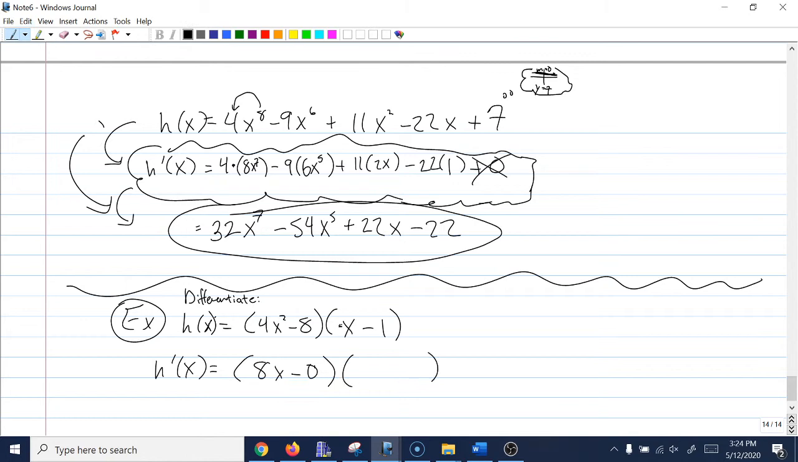What's the derivative of x minus 1? The derivative of x is 1. Derivative of 1 is 0, so this derivative is 1 minus 0. So maybe the derivative of this thing times this thing will be the derivative of this times the derivative of this. But no, it turns out that is not correct.